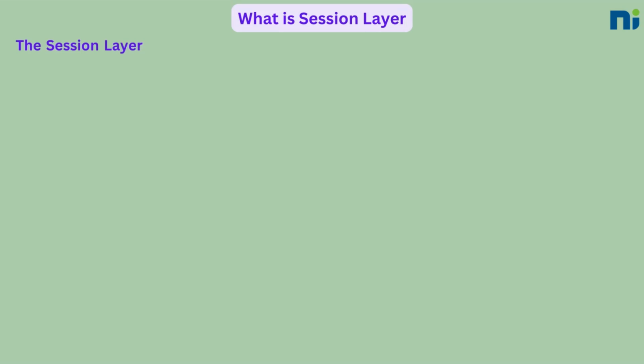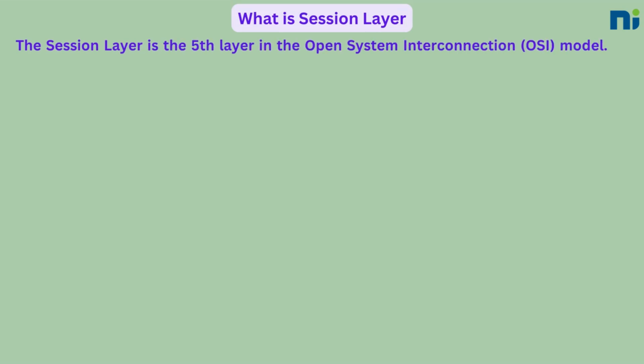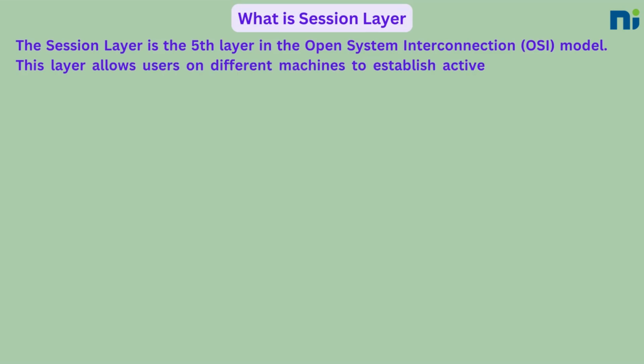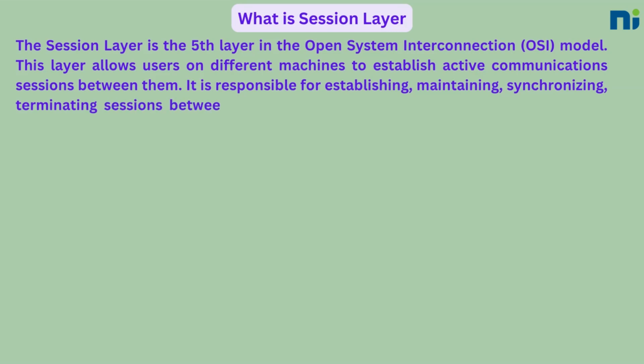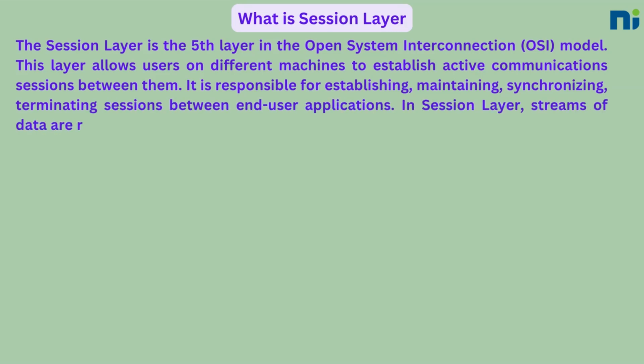What is the session layer? The session layer is the fifth layer in the Open System Interconnection, OSI, model. This layer allows users on different machines to establish active communication sessions between them. It is responsible for establishing, maintaining, synchronizing, and terminating sessions between end-user applications.